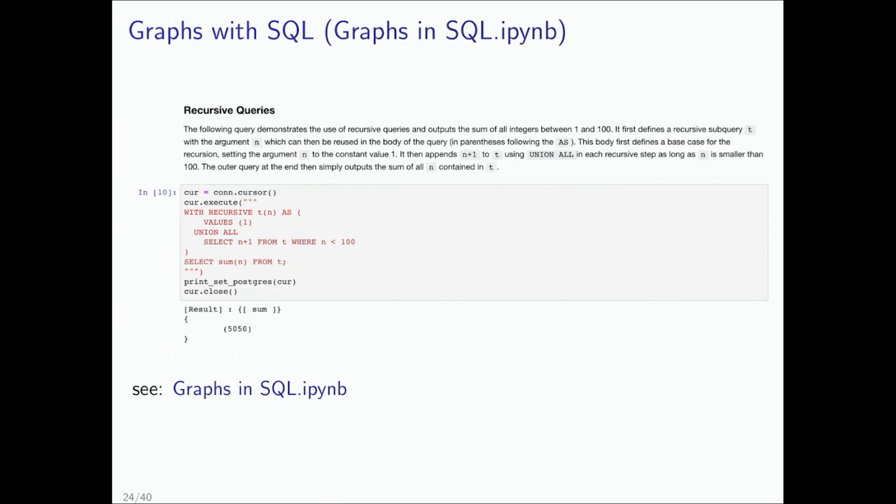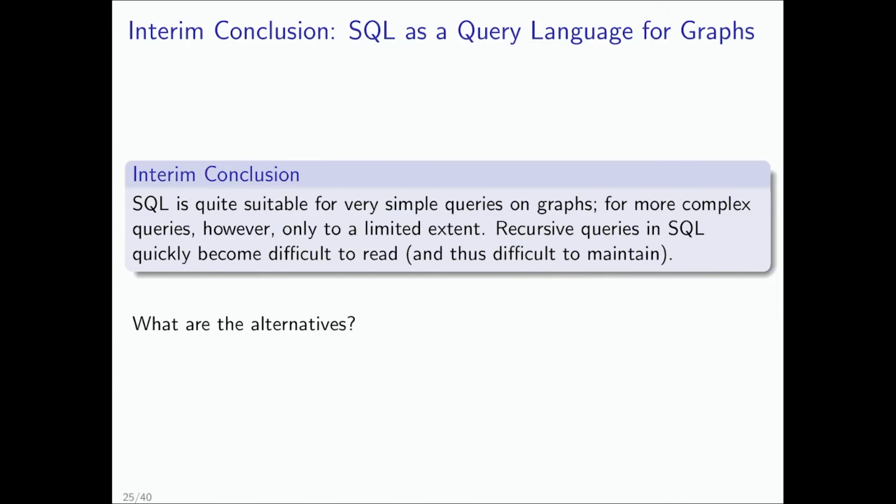But the interim conclusion is, SQL is quite suitable for very simple queries on graphs. You could argue if it's just 2 or 3 joins, maybe it's okay, but still kind of weird to write it in SQL. For more complex queries, however, only to a limited extent. Recursive queries in SQL quickly become difficult to read and thus difficult to maintain. And then the question is, what are the alternatives? So you need a different query language.